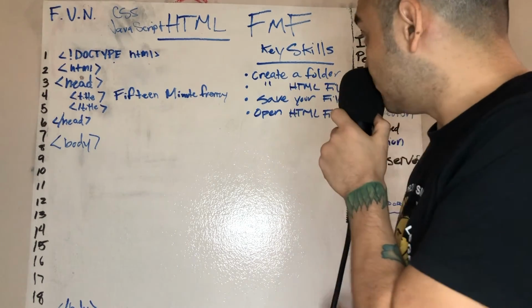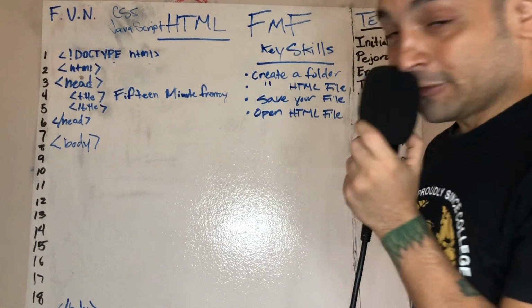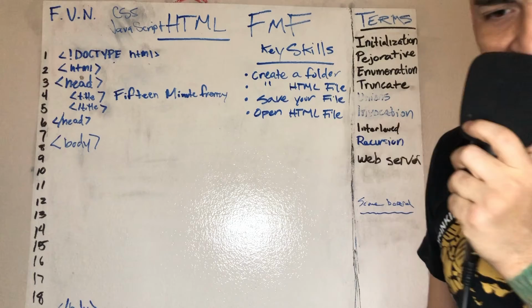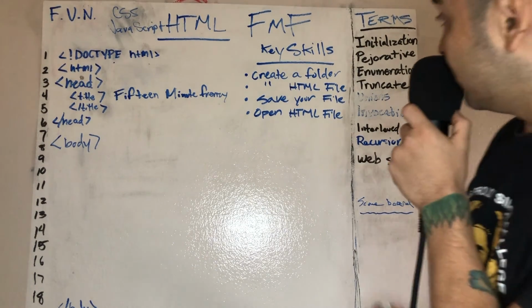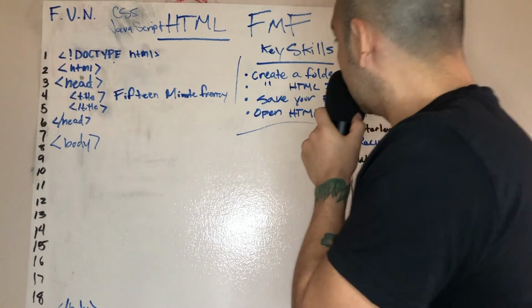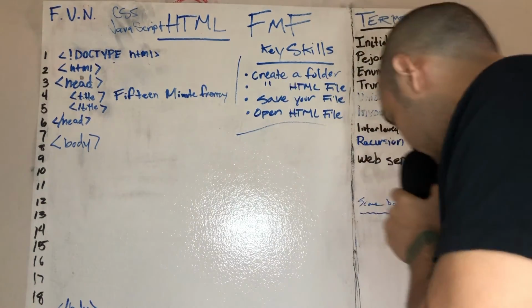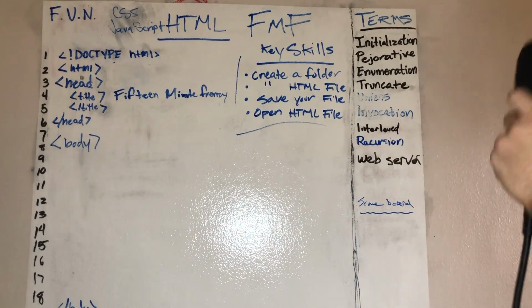Okay? Save your file. Click save. Save as, save. Save the file. Where are we saving it? The folder you just created called 15-minute frenzy. And then how do you open that file? Double click it. Okay? That's all you need to know. The key skills to continue on here are these 14. Okay? Next.